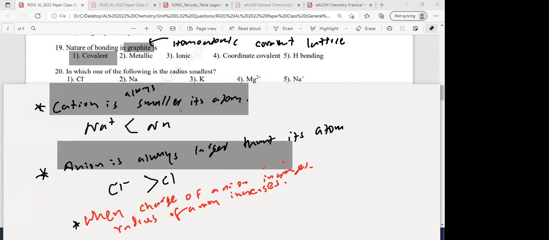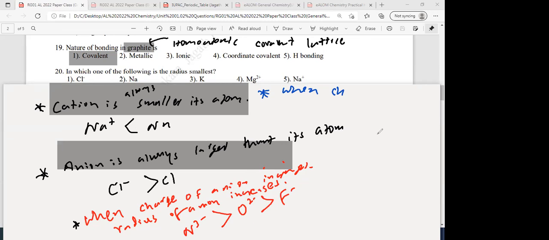I'll write the fourth point here. I'll give an example for the previous one also. When the charge of the anion increases, look at the screen. N3 minus is larger than O2 minus. O2 minus is larger than F minus. So that's nitrogen, oxygen, fluoride. This is charge higher, size also increases. Directly, when charge increases, size also increases. That's what it means. But that is anion.